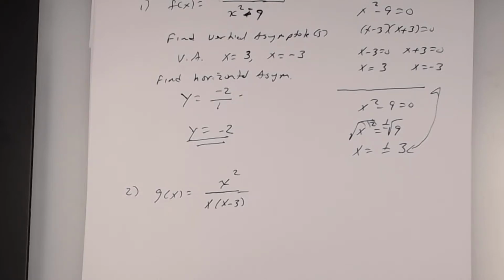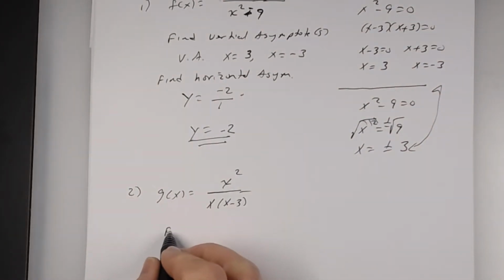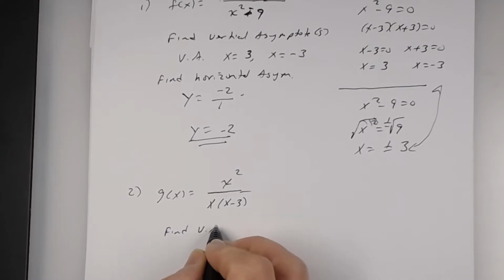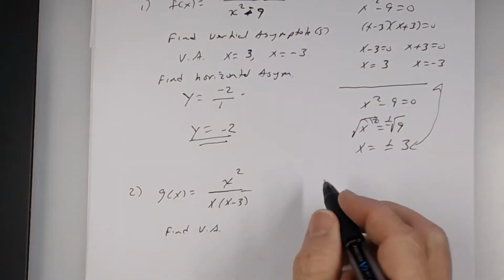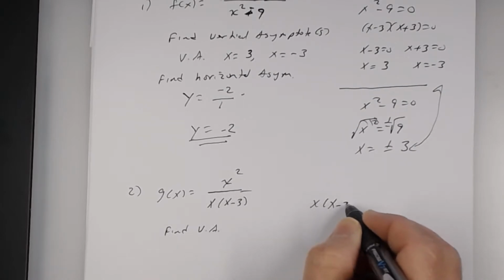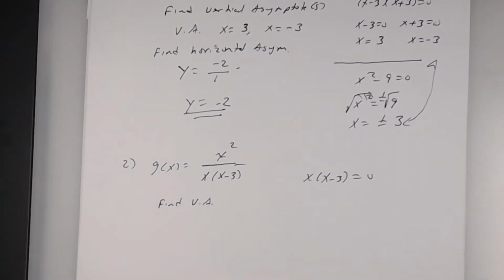Okay, first thing is to find the vertical asymptotes. So let's just say VA. How do you find the vertical asymptotes? Find the restrictions. And how do you find the restrictions? Set the denominator equal to 0. So I'm setting my denominator equal to 0. X times x minus 3 equals 0.